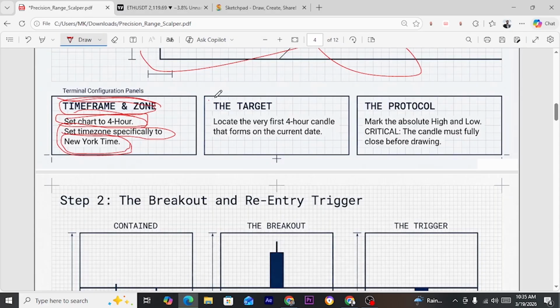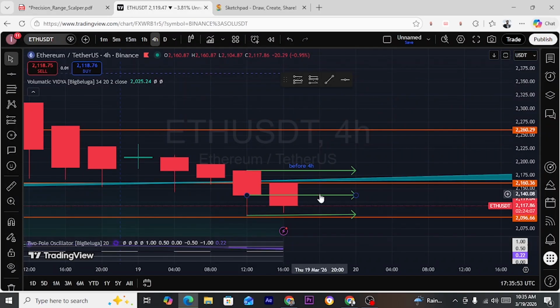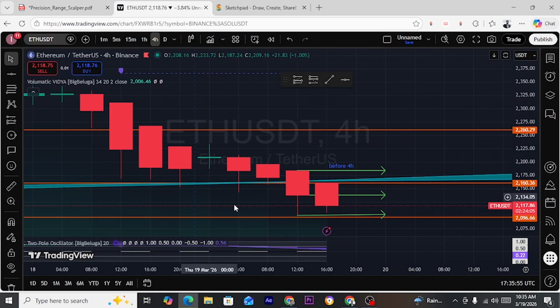After that, what is the target? Look at the very first 4-hour candle that forms on the current date. Okay, as we already did, this is our current date here. See, this is 4 hour. So from here, this is today's candle.